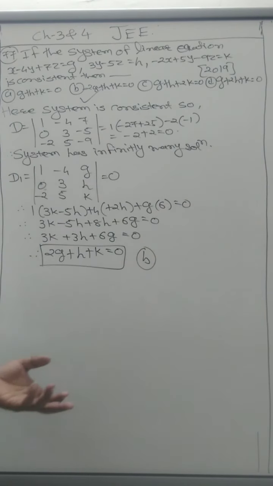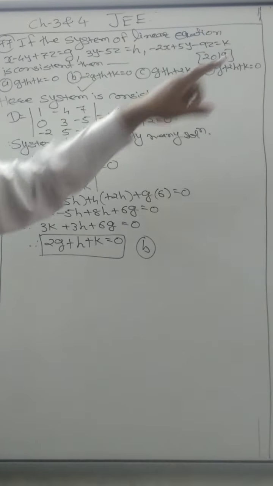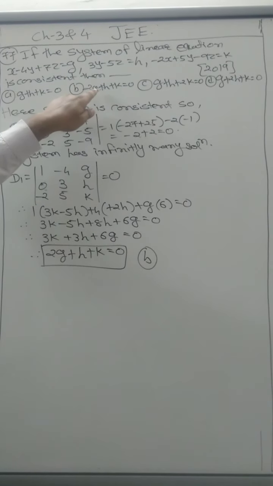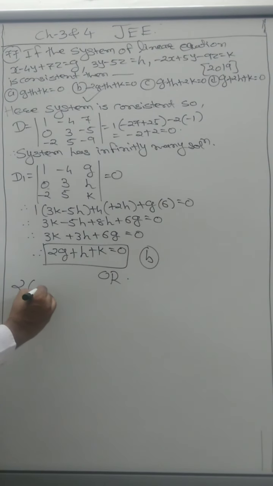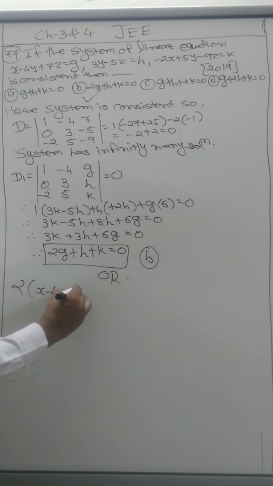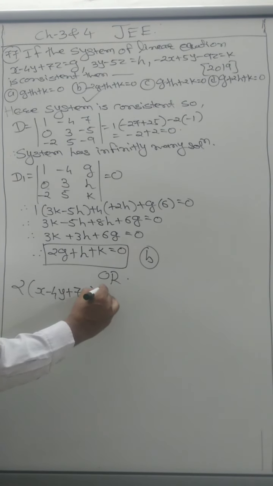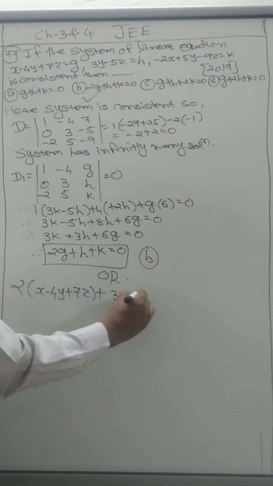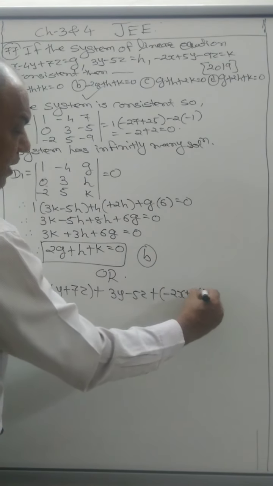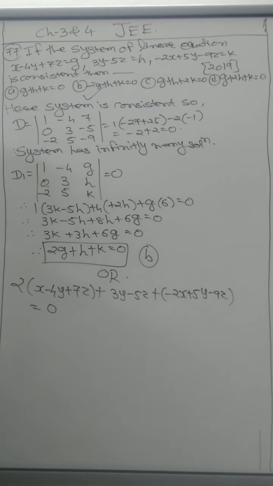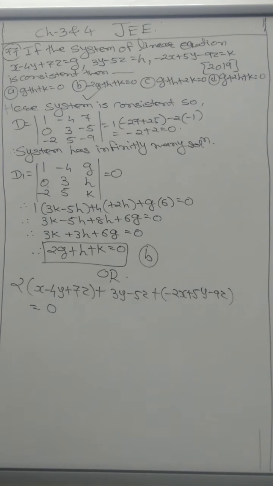Or another method is what? We just put the values of g, h and k one by one in the equation, then also we get the same answer. Or if you put 2 bracket g meaning x minus 4y plus 7z, plus h meaning 3y minus 5z, plus k meaning minus 2x plus 5y minus 9z, and just simplify, then also we get the answer 0. So this way we can find our answer. It is a very easy and good sum, a 2019 sum. Okay, then we go for the next one.